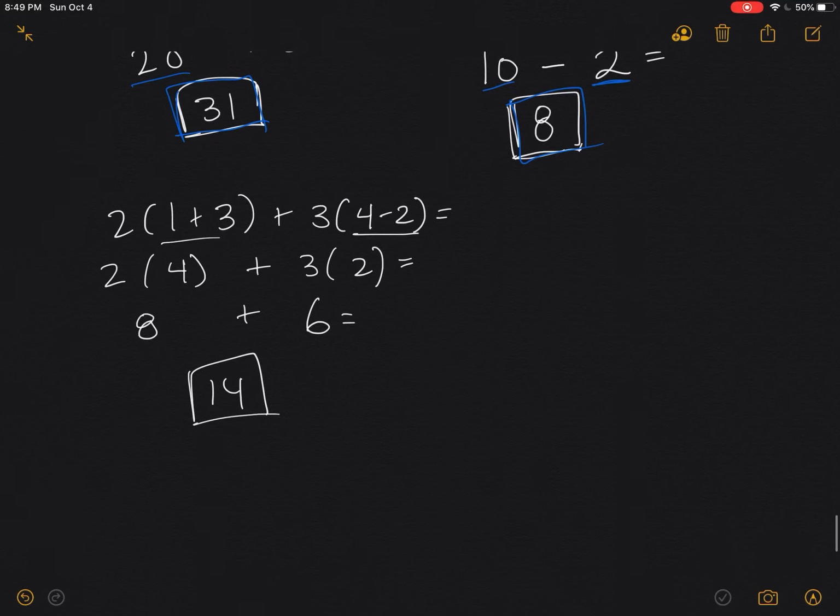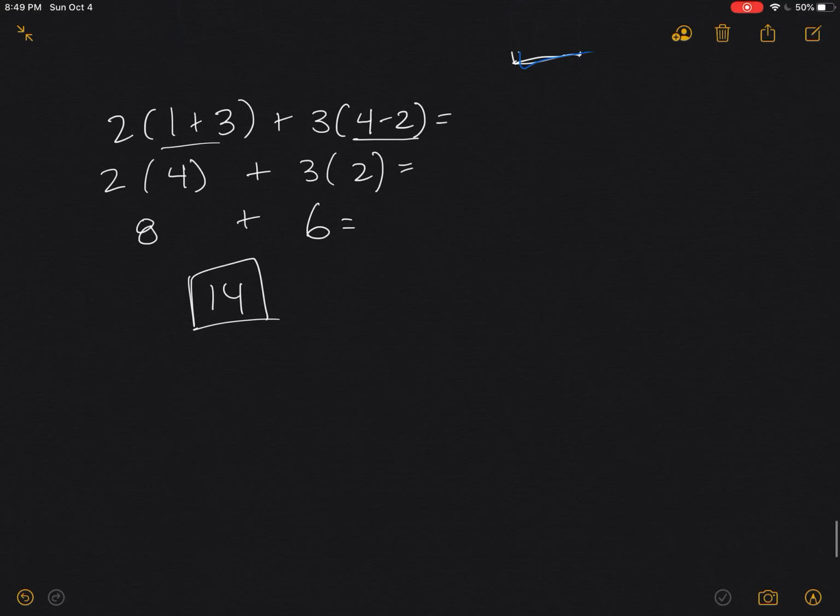Okay, here's another one. 2 times 1 plus 3, plus 3 times 4 minus 2. So I'm going to do my parentheses first. I got 4. I got 2 in the parentheses. Then I'm going to multiply in order from left to right. I get 8 and 6. And then I add them, and I get 14.